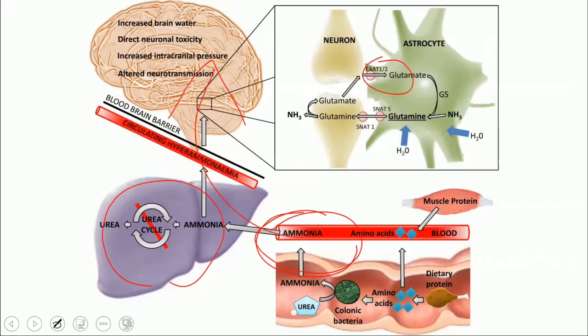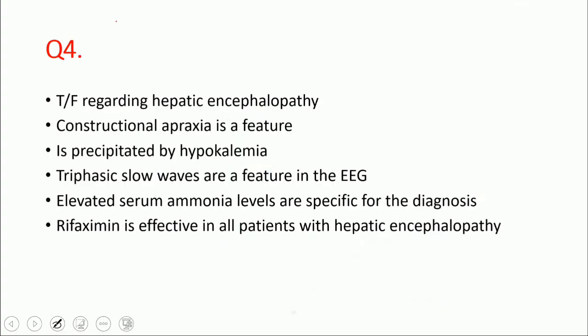I won't go into details now, but there is an alteration of the glutamine-glutamate ratio and the GABA content in the brain, right? So there is altered neurotransmitter activity in the brain. And also you can have cerebral edema and increased intracranial pressure, right? Because ammonia crosses the blood-brain barrier entering the neuronal system. So this is what happens. True or false regarding hepatic encephalopathy?